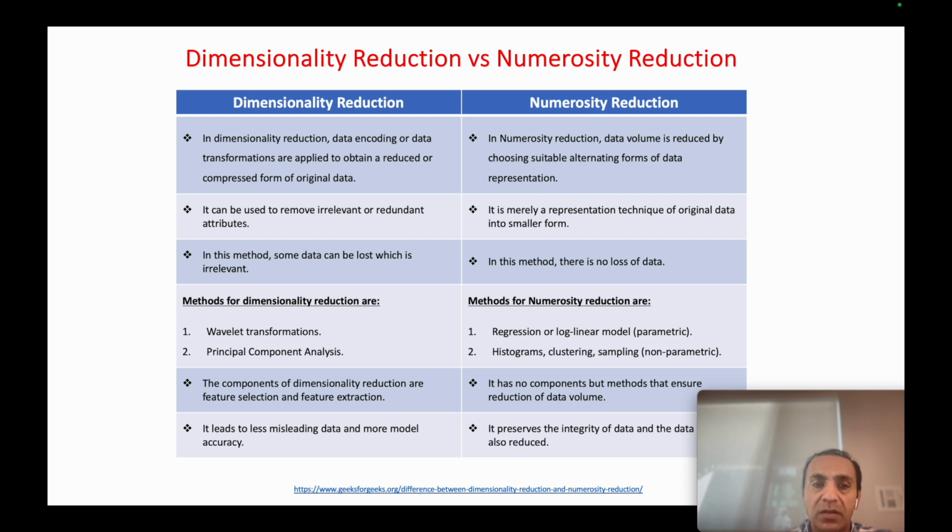Dimensionality reduction leads to less misleading data and more model accuracy, while numerosity reduction preserves the integrity of data and how data is reduced. It shows that in action.